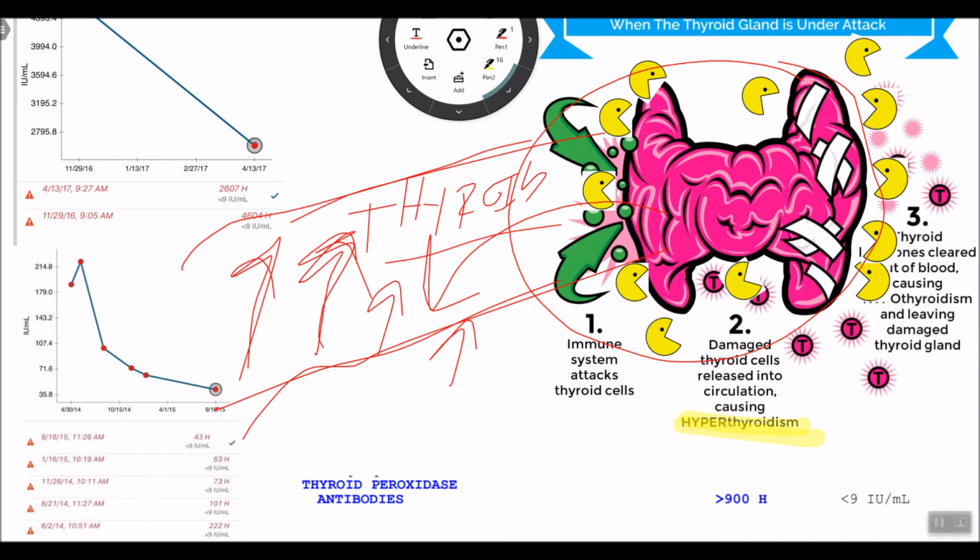Then what happens when this attack goes down, because the attack kind of comes and goes. There's a bunch of Pac-Man and then they leave it alone. It's not a consistent attack. It comes and goes. Then when your immune system starts to come down, you can actually have hypothyroid problems. So you can alternate from hyper to hypothyroid problems when you have Hashimoto's disease.